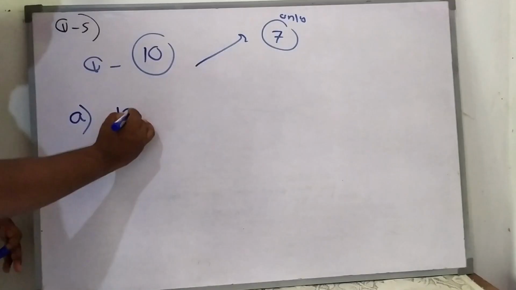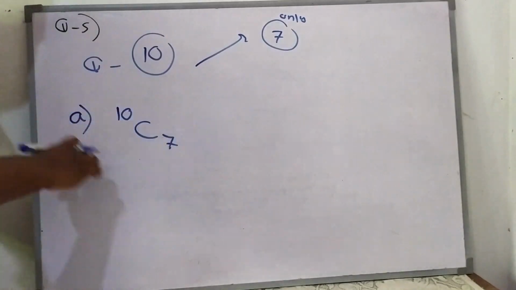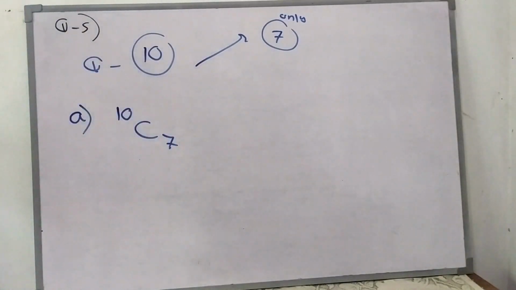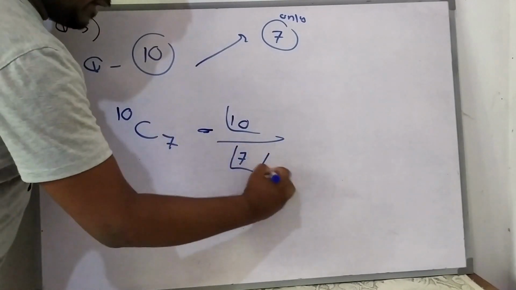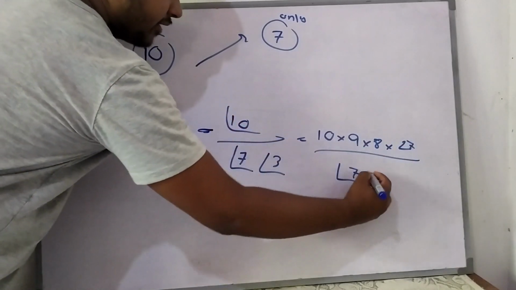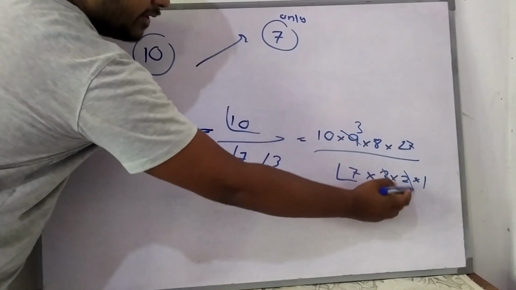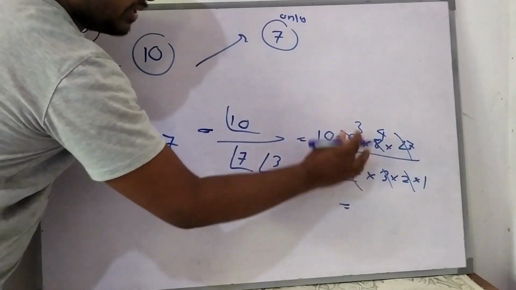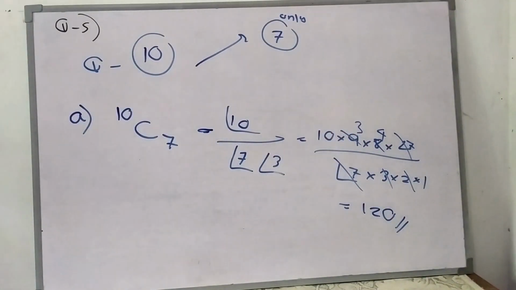So the answer is 10C7, no? This is the number of times he has to select the questions, different selections. If you want to simplify, it's 7 and 3, right? 10, 9, 8 over 3, 2, 1, and 7 factorial also cancels. So this is 3, and this is 4. It is 120. So each student has 120 different selections actually.